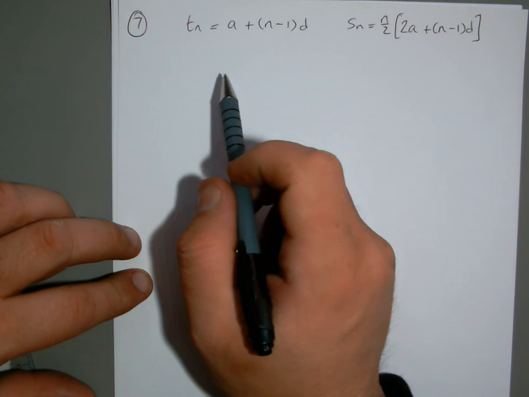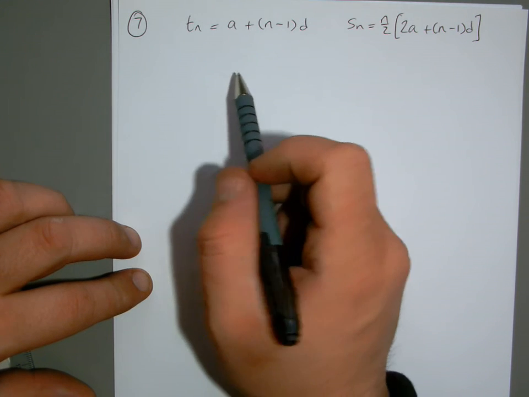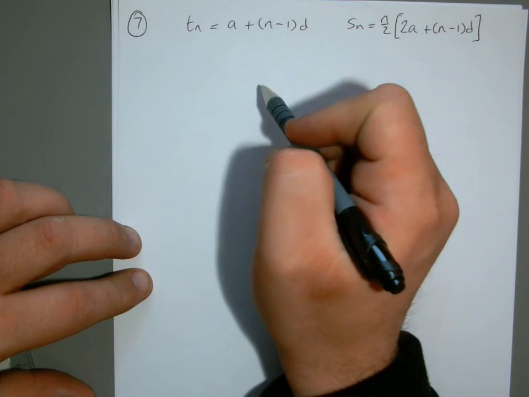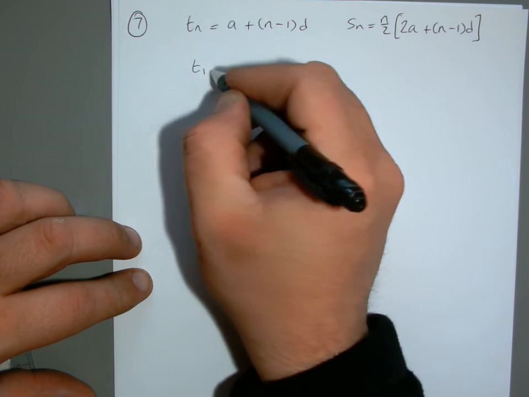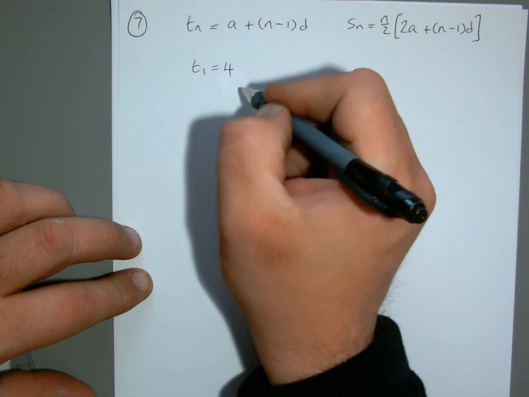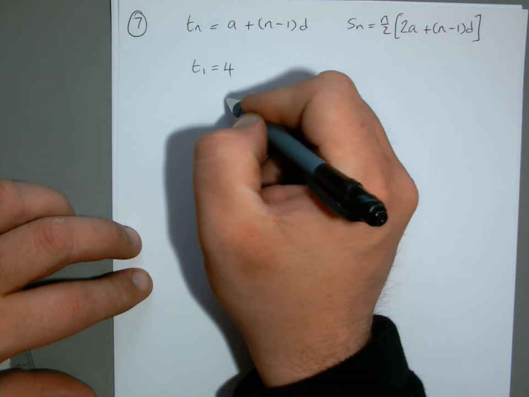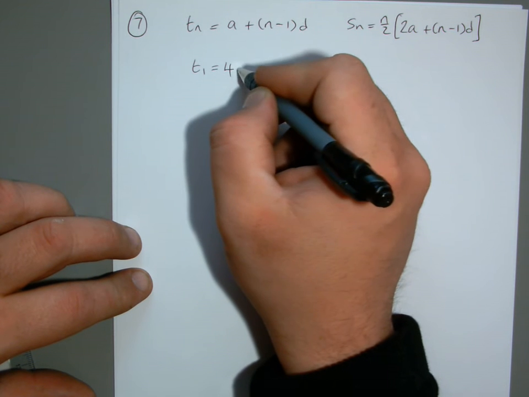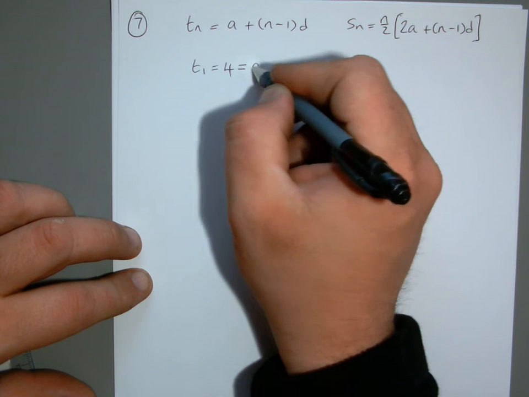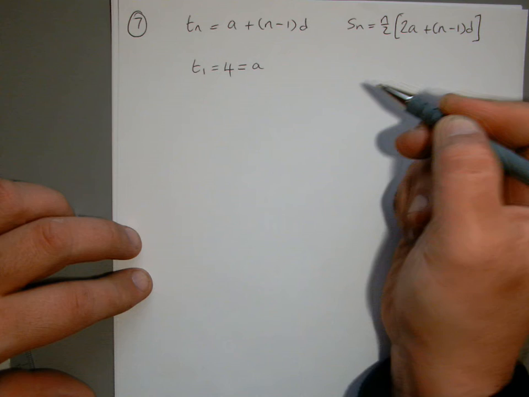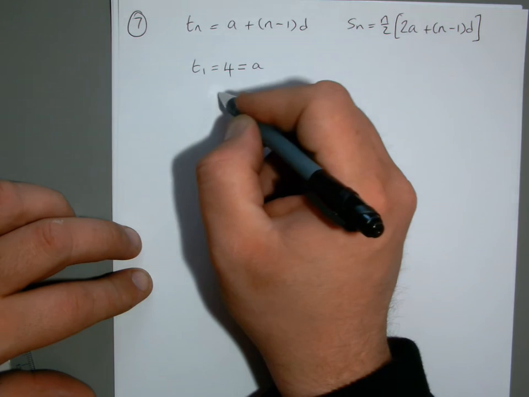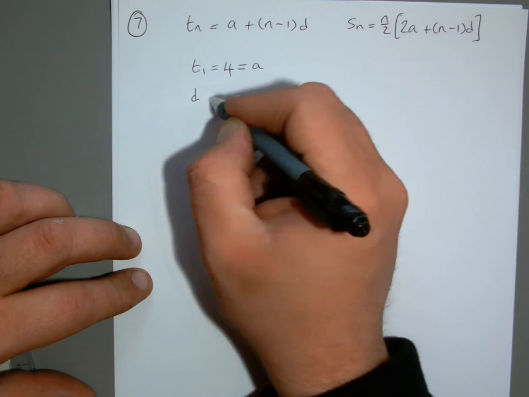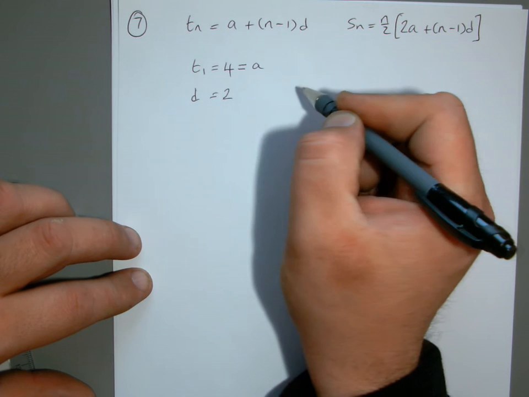Okay, question 7. So we're told here that the first term of an arithmetic series is 4. So we could either write t1 is equal to 4, first term, or we could straight away say a is equal to 4, because that's what t1 is, isn't it? First term. Okay, and we're given the common difference to be 2. So common difference is 2.